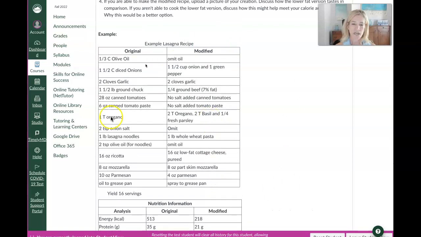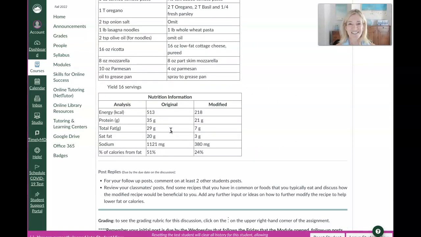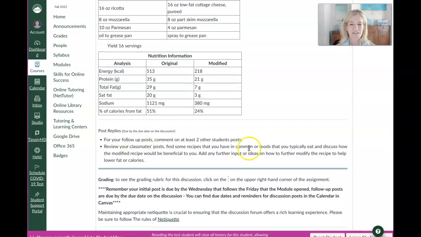So here's kind of what you're shooting for in terms of your original post. You can get started on that today so you get it done early. And then take a peek, look at what some of your other students have done, and see what kind of recipes they've come up with and make some commentary on that.